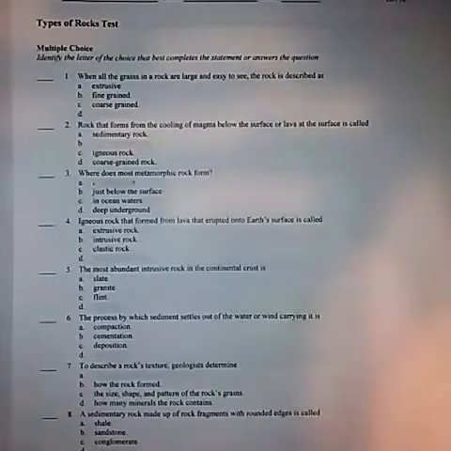So, here we go. Rocks. Multiple choice. Identify the letter of the choice that best completes the statement and answers a question. Remember to place your answer in the blank before the number. Number 1. When all the grains in a rock are large and easy to see, the rock is described as A. Extrusive, B. Fine grained, C. Coarse grained.